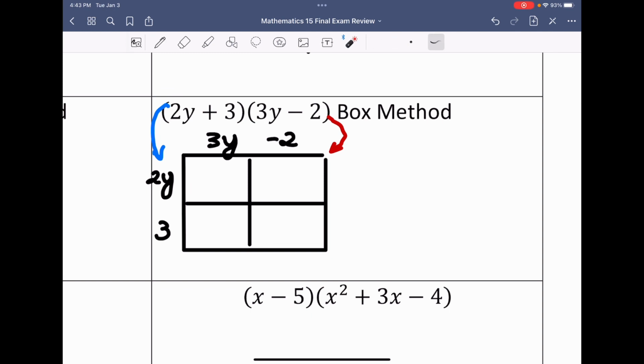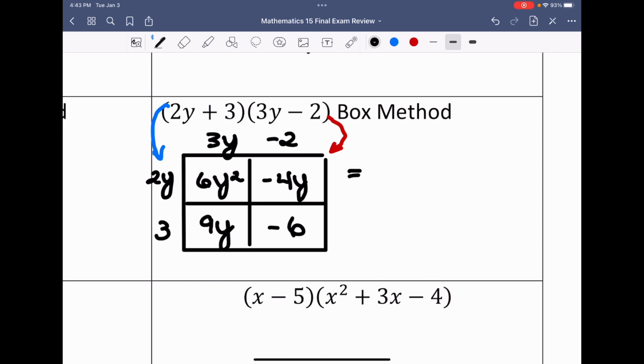So when we go one by one in the box, 3y times 2y gives us this box. That's equal to 6y squared. We then go negative 2 times 2y. Well, that's going to be equal to negative 4y. If I go 3 times 3y, that gives me this box, and that's equal to 9y. And then lastly, we go 3 times negative 2, which is equal to negative 6, which goes in our bottom right.